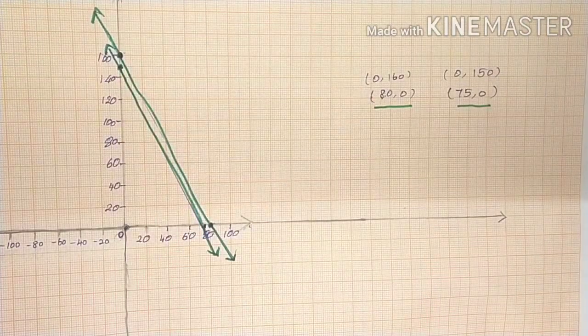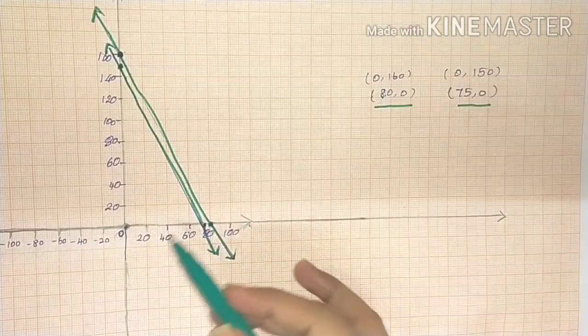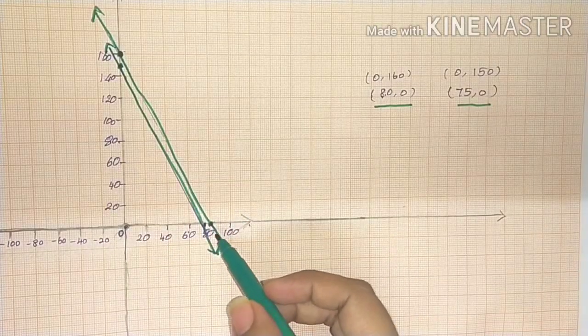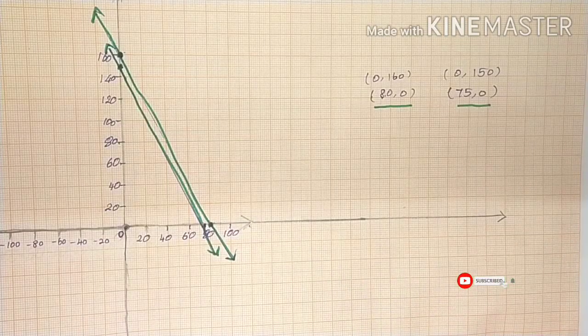Now listen here. Observe that both the lines are not intersecting. So we can say that these two lines are parallel. Thank you.